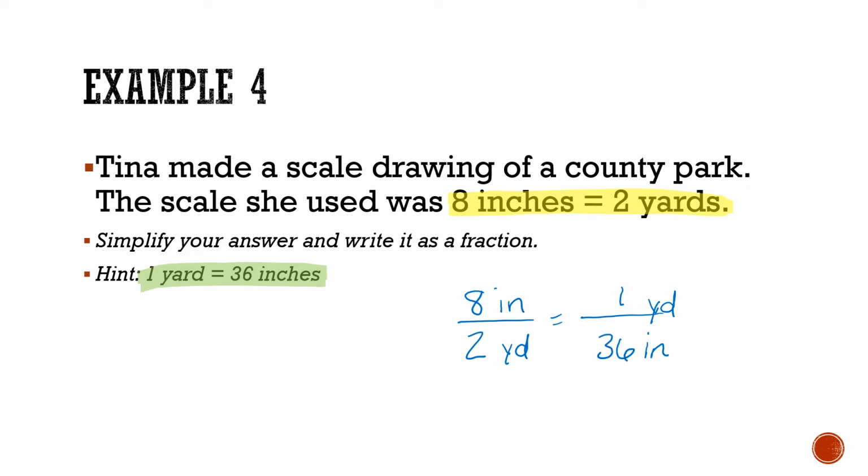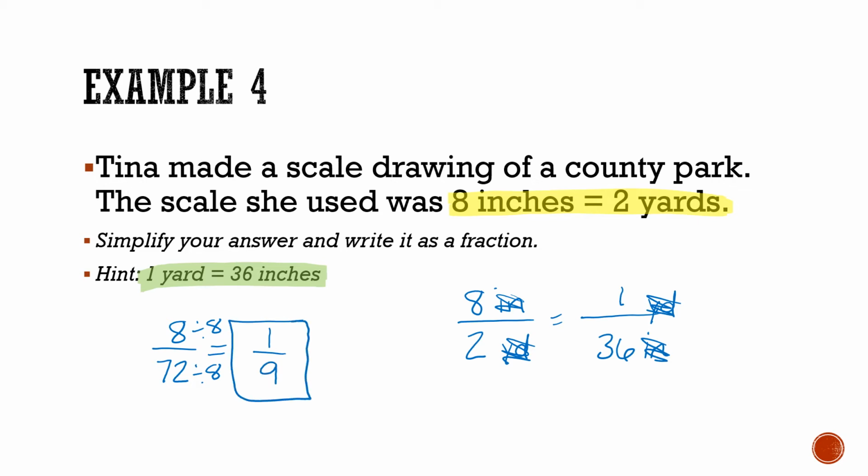I'm using what I've highlighted in green there. My units will cancel. So I'm going to multiply straight across. 8 times 1 is 8, and 2 times 36 is 72. Now I can simplify 8 over 72. So 8 divided by 8 would give us 1, and 72 also divided by 8 would give us 9. So your scale factor would be 1/9.